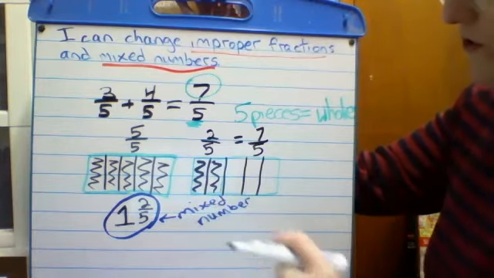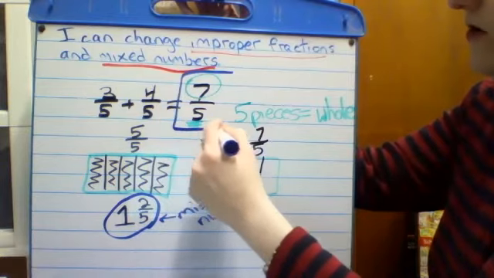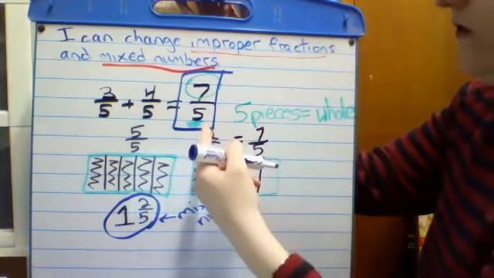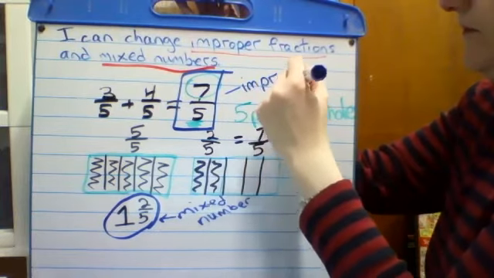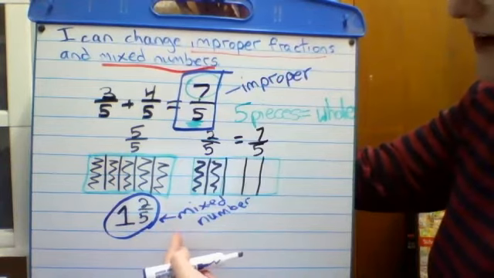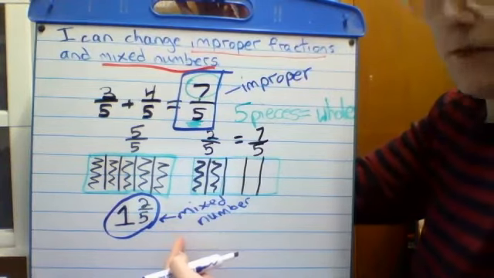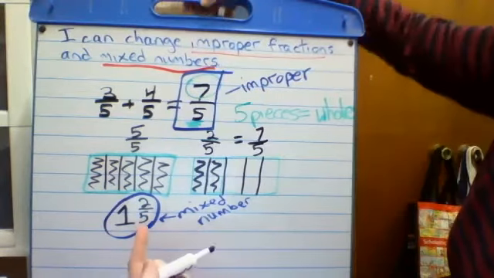Let's just review the new words, the new terms for a minute. This fraction here, when the numerator is greater than the denominator, that's called improper. But when it has a whole number and a fraction, that's mixed numbers. So a mixed number is the whole with a fraction. Let's try another example.